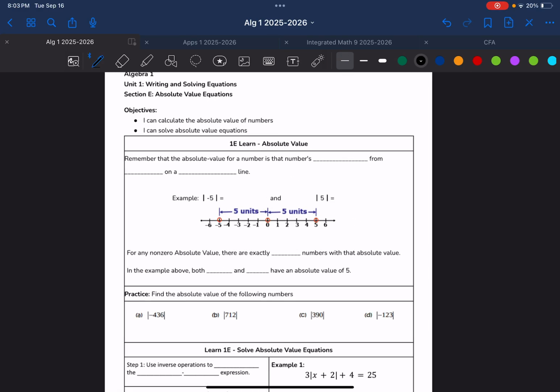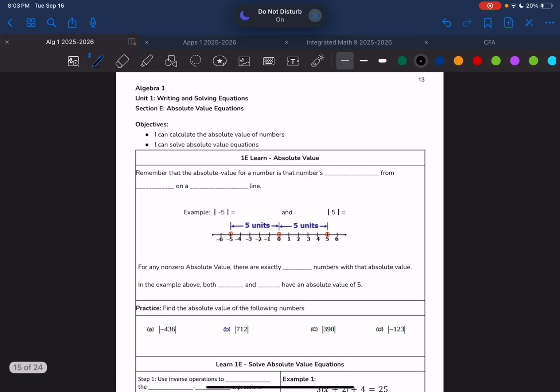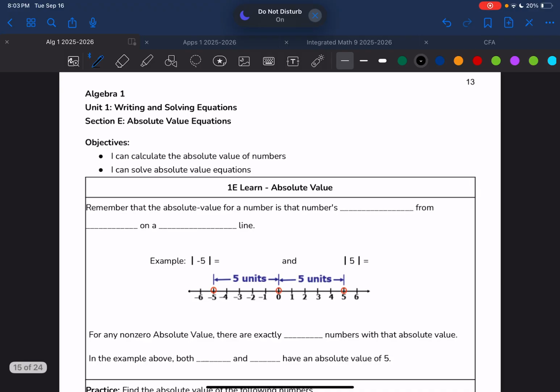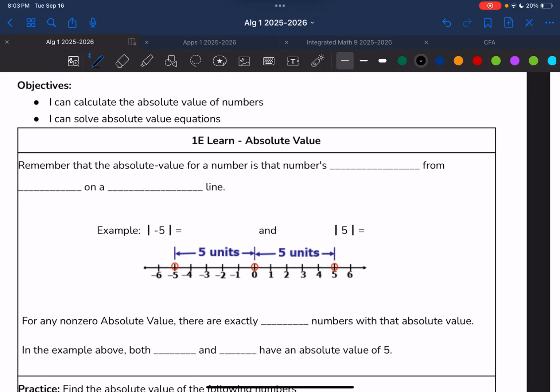All right, in this video, I'll be going over page 13 and 14 from the notes packet. So this is on absolute value equations.